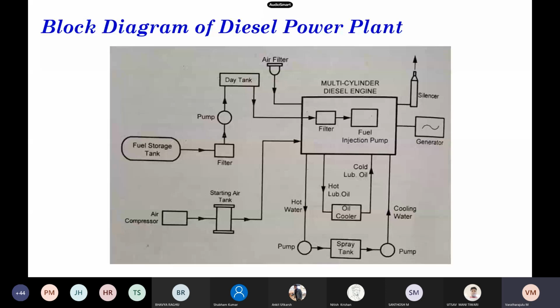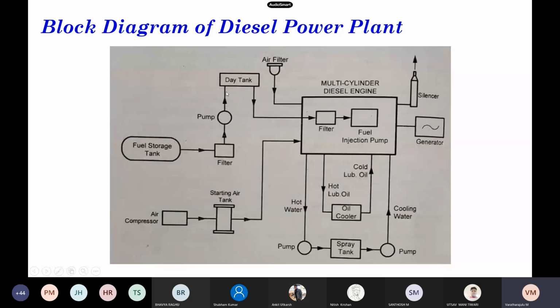And we have the fuel supply tank system. This is the fuel supply system. We have a fuel storage tank, filters, and a pump, and the pump is used to pump the fuel in order to feed it into the day tank. It is an overhead tank. The overhead tank supplies the fuel to the engine.